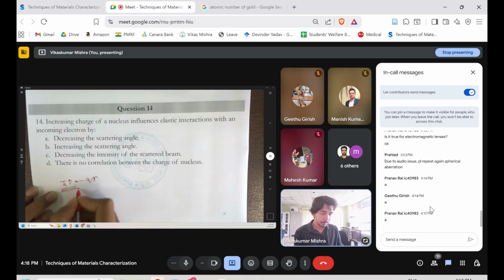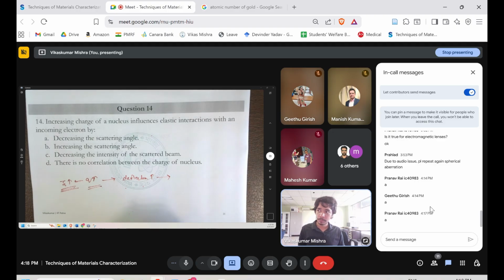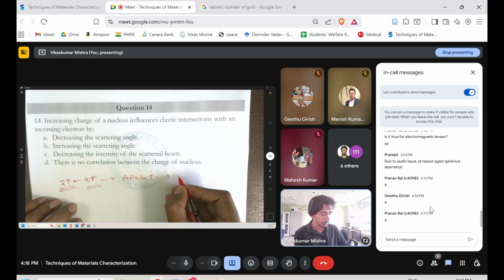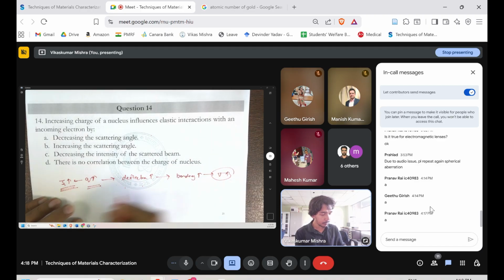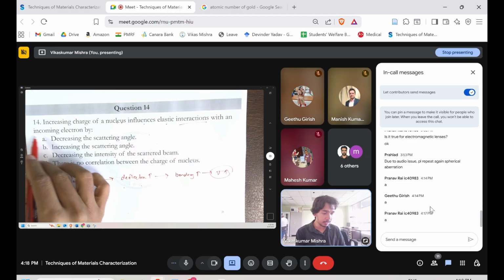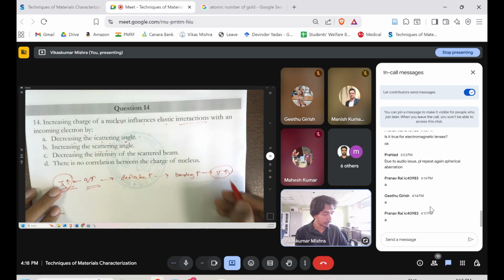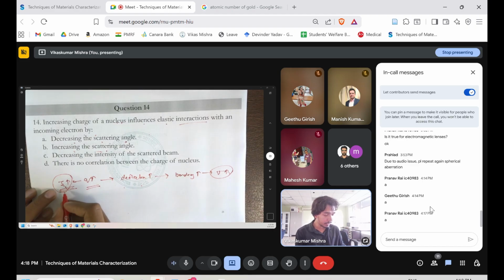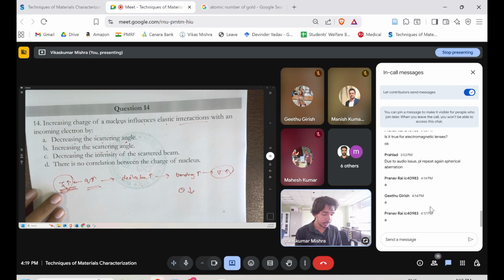Z is increasing, Q is increasing. Deflection will be more. It means that the bending will be more, so overall scattering is more. So if I am increasing the Z, increasing the charge on the nucleus, it means increasing the atomic number, influencing the elastic scattering interaction with an incoming electron by decreasing the scattering angle, or increasing the scattering angle.